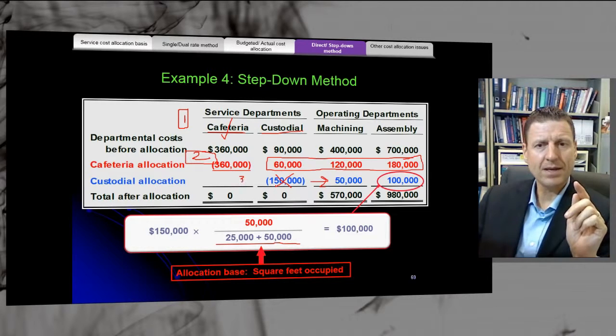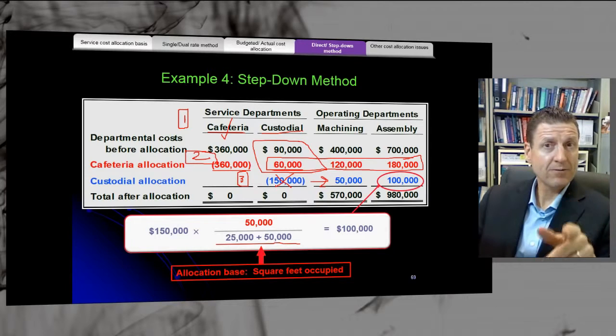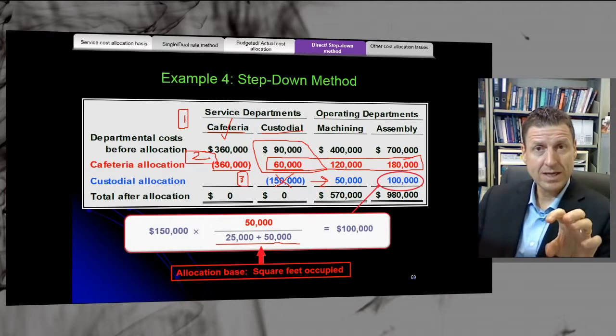Number three, what did we do then? We had to add up the custodial, because now it actually received an allocation from cafeteria, and so the new custodial costs to be allocated is going to be 150,000, and then that was allocated to remaining departments, machining and assembly, using basically the direct method. So there you have 1, 2, 3. That's how you do the step down method.